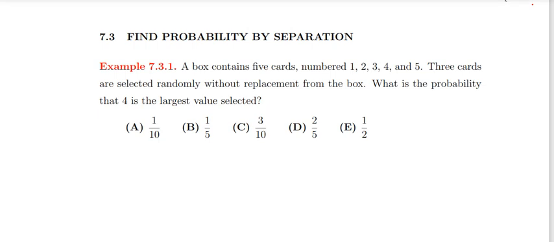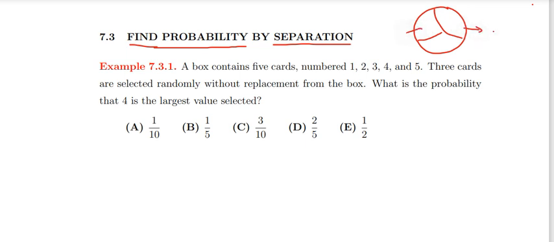Okay, so find the probability. A basic idea is separation. We just separate everything into parts, like this part, this part. Then we can have questions like, if we pick some from all, what is the probability that it comes from this part or from this part, right?